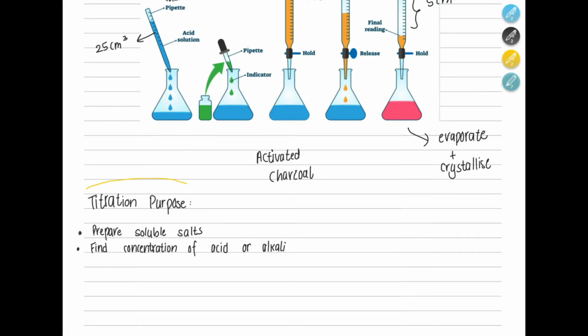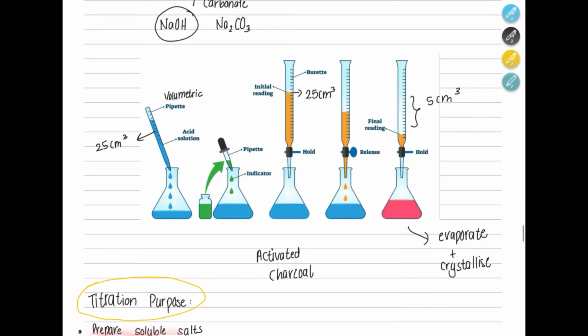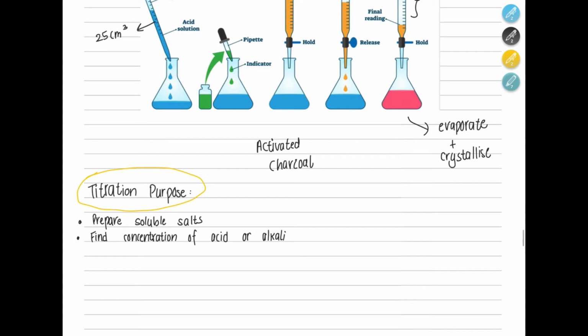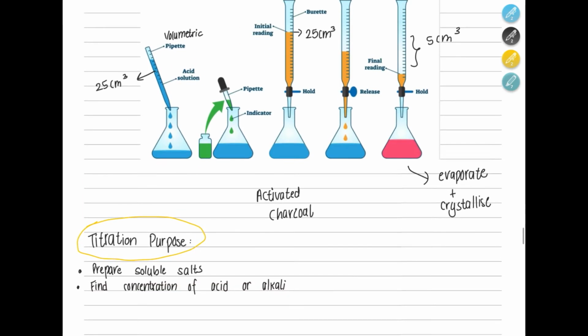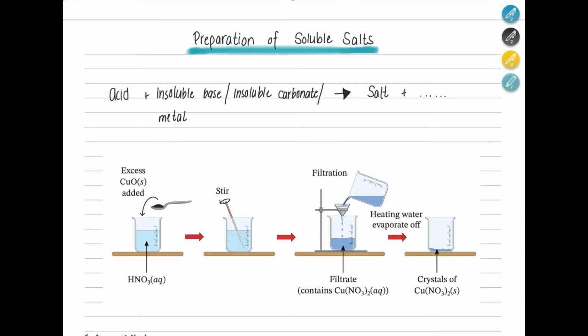Okay, there are basically two purposes of titration. The first one is to prepare soluble salt, just how we did here. Another purpose of titration is to find the concentration of acid or alkali. When you know the concentration of one of them and the other concentration is unknown, you titrate them together, and using the equation and moles formulas, you can find the unknown concentration.